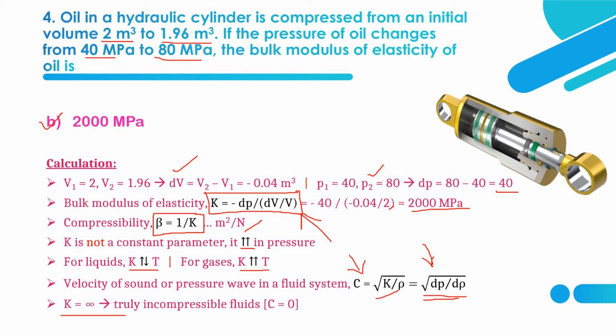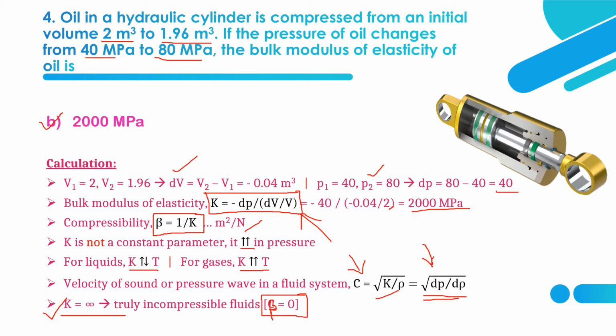And K is infinity in case of truly incompressible fluids. For truly incompressible fluids, compressibility, that is the beta value, shall be 0. That means we cannot compress that fluid, which is why it is called a truly incompressible fluid. If beta is 0, then 1 by 0 is infinity. So for a truly incompressible fluid, bulk modulus is infinity because compressibility is 0. So these are the points about the compressibility of fluids.